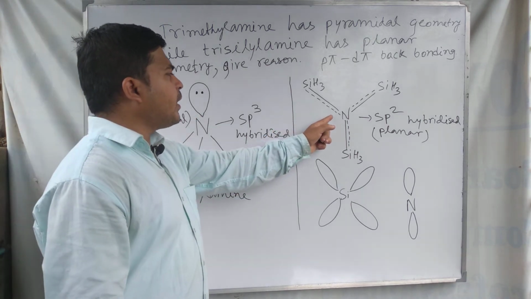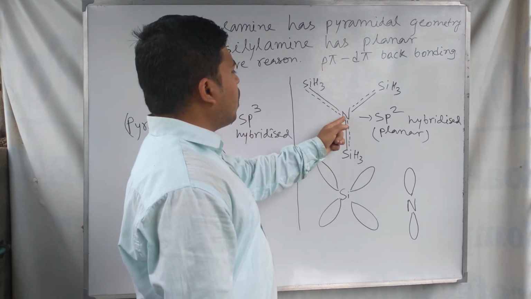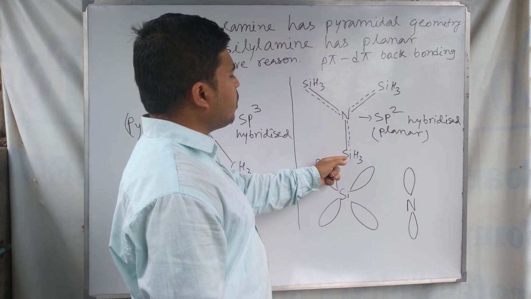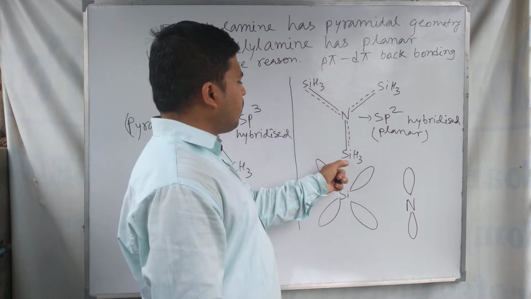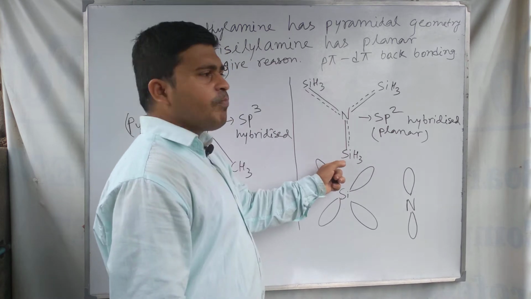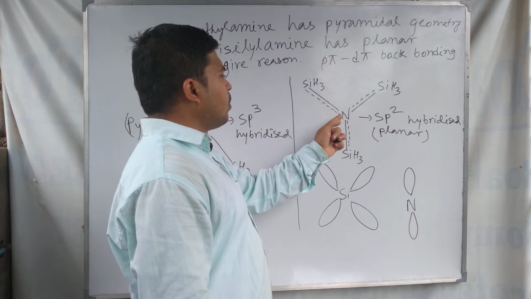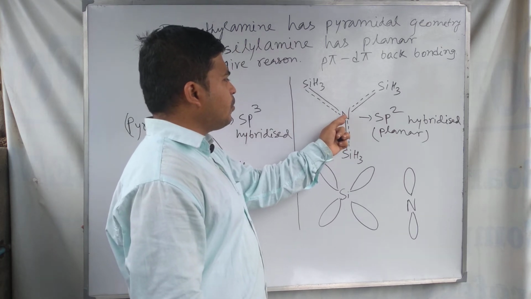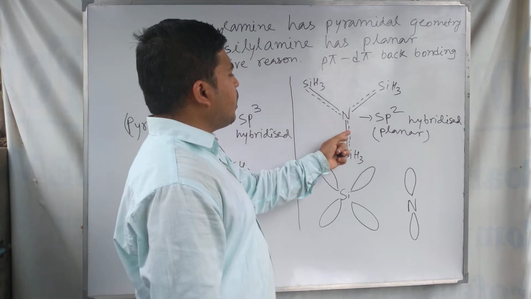But in case of trisilylamine, the lone pair of nitrogen forms pp back bonding with the silicon atom, because silicon has energetically available vacant d orbitals. So the lone pair of electrons, or the electrons present in the p orbital of nitrogen, is back donated to the silicon to form a pi bond.